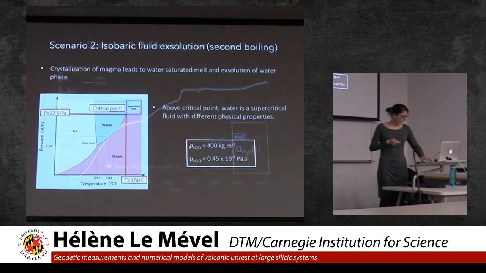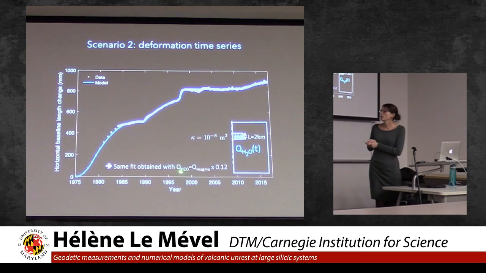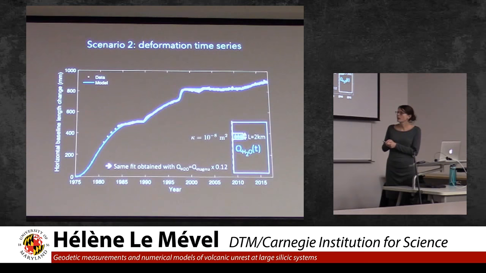Here is a resulting time series for the magma case. You see that the same fit is obtained. We just had to scale the Q. So we had to multiply the volume flow rate of magma by 0.12, so much lower. Here the permeability was kept to 10⁻⁸, and we get, again, the same fit.